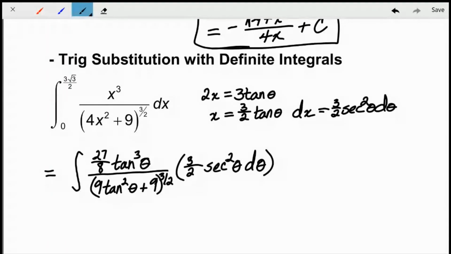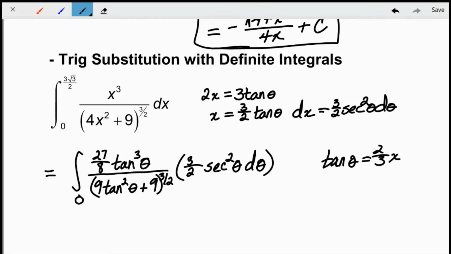Okay, so what I have right now are x values as limits of integration. And what I want to do is I want to convert those over into theta values. So to convert them over into theta values, we can think about the fact that tangent theta would be equal to 2/3 x. Okay, so whatever my x value is, I can plug that into that expression, and then I can solve for theta. And if I plug 0 into that, tangent of theta would be equal to 0. That means my lower limit is 0.